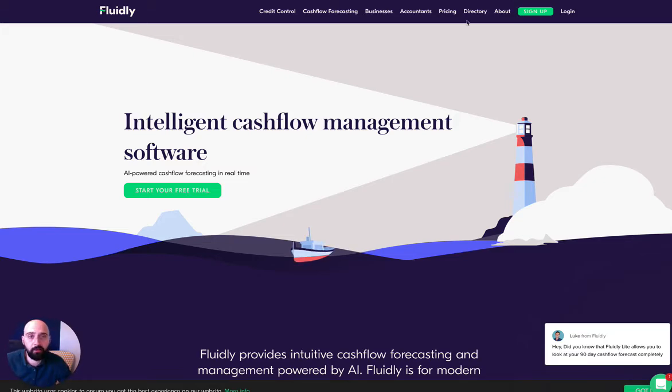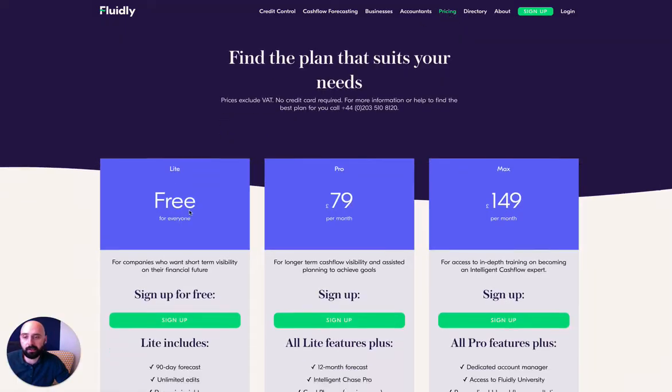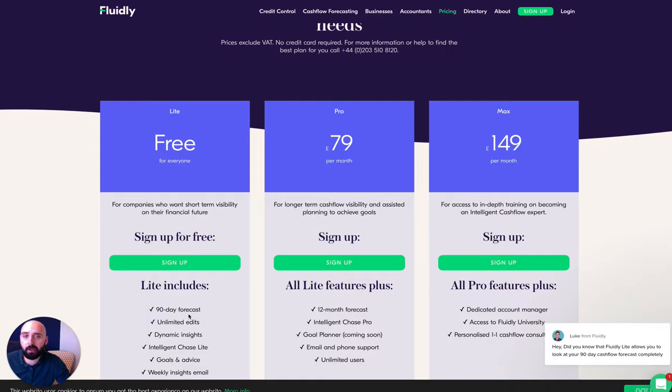So if I go to the pricing for Fluidly, it's basically free if you want to look in advance for 90 days. So if you want a 90-day forecast, which to be honest, that's good for a lot of people, for the next 3 months, completely free. If you want to jump to a 12-month forecast, it's £79. I don't personally recommend Fluidly at the moment.